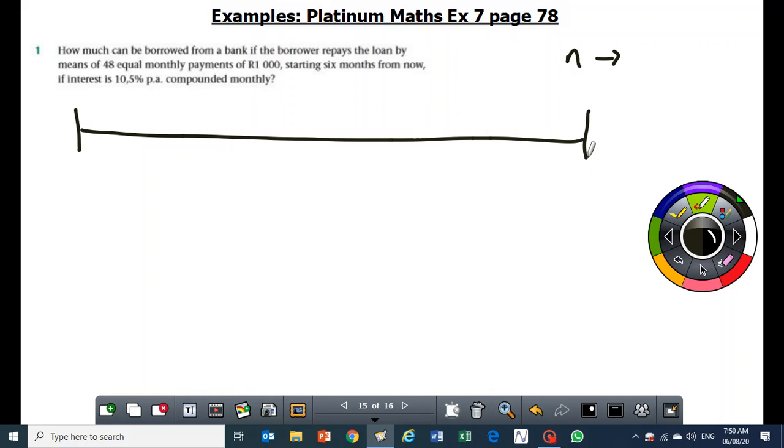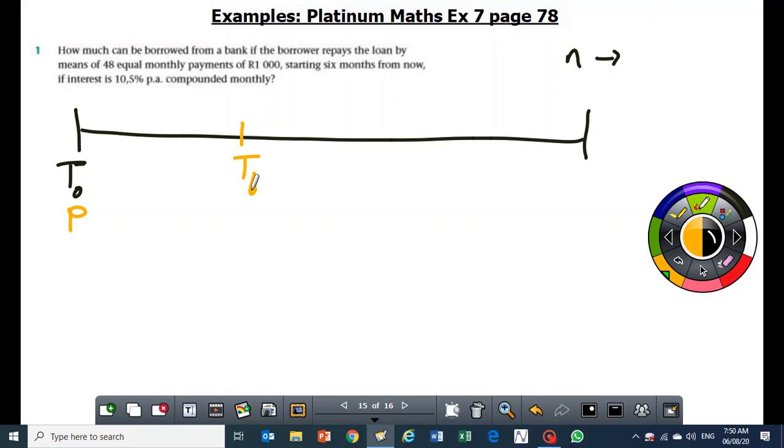Okay? Obviously, at T naught here, that's when the money was borrowed. And that amount is X. Okay, sorry, it's not X, let's call it T. A certain amount was borrowed. Then, 6 months from there, here, we have got T6.